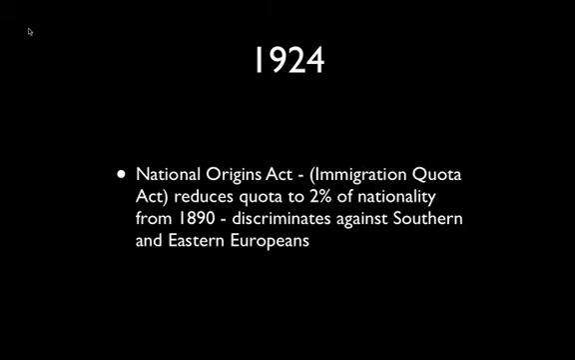In 1924, we have another quota act that's passed. It reduces the quota to 2% of the nationality from 1890 or earlier. So now we're saying, whoa, we don't want any more of those Southern or Eastern Europeans to come in. Prior to 1890, it was mostly the Germans and the Irish. So the cap was at 2% of the Irish that were admitted in 1890, things like that.